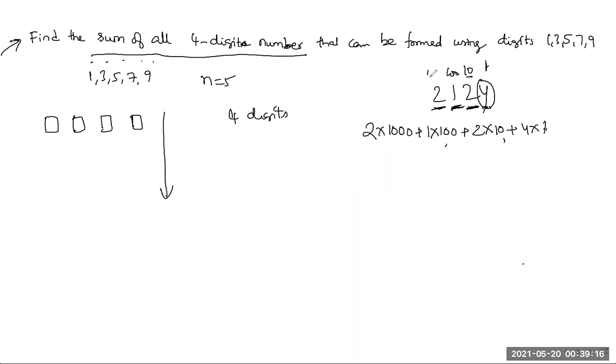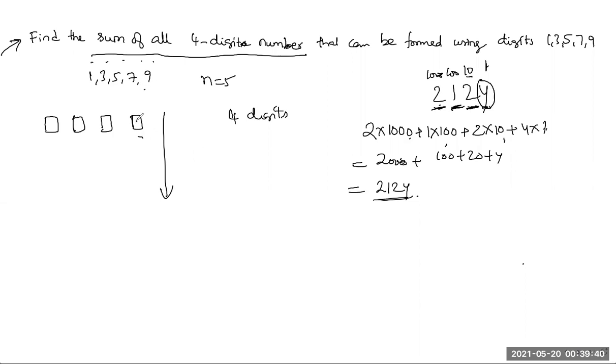And 2 is being multiplied by thousands place, that is 2000. 2 into 1000. So this will be 2000 plus 100 plus 20 plus 4. It's nothing but 2124. Okay, so any number can be written like this. So when you analyze this, there are 4 places and there are 5 elements.